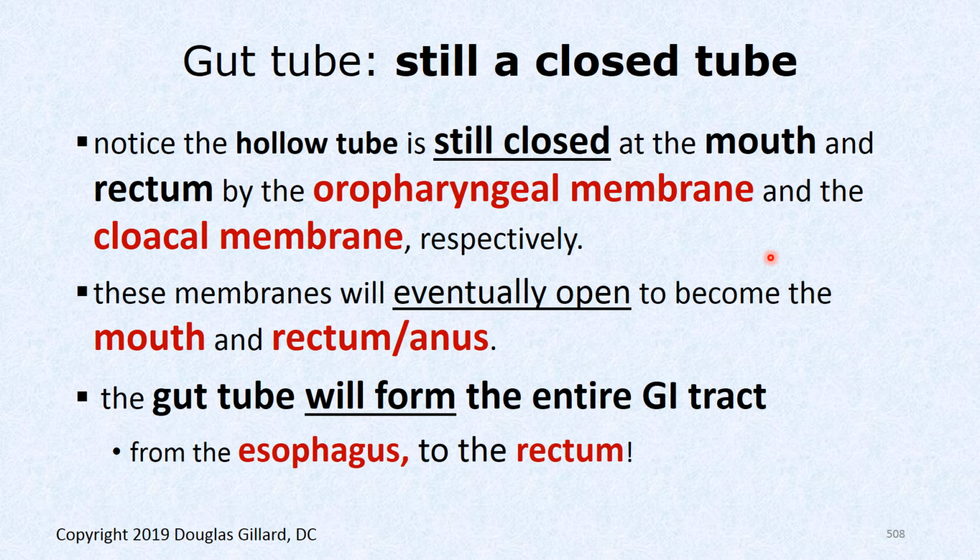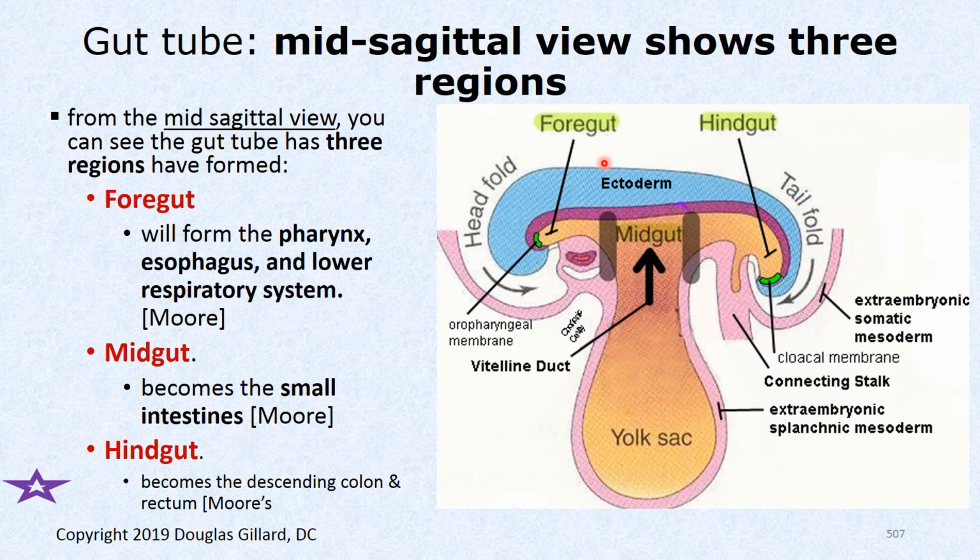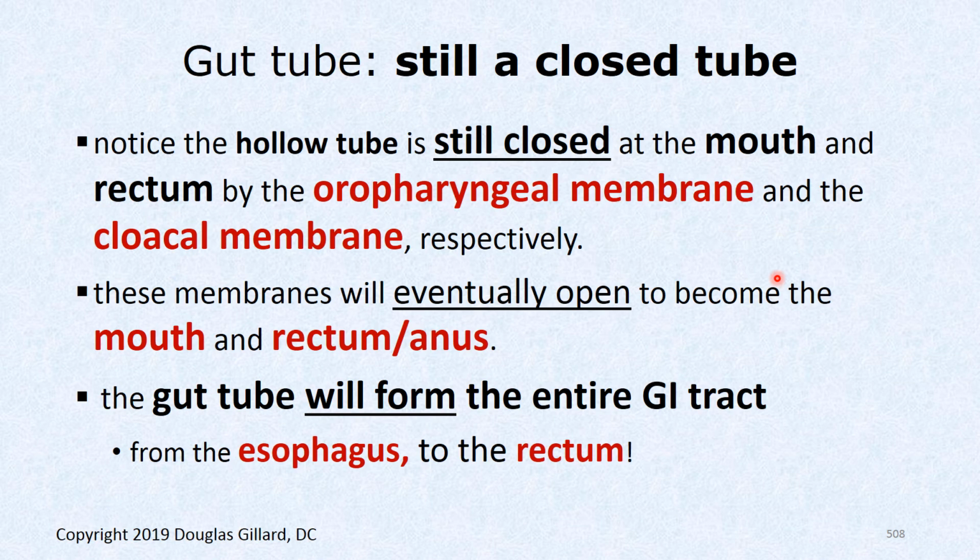It's still a closed tube, so notice how the hollow tube is still closed. I just said that. It's closed right here. But this will be a mouth, and this will be the oral cavity, and this will be the tail, so fecal material will come out of here. But right now it's still closed, is what we're trying to say on this slide.